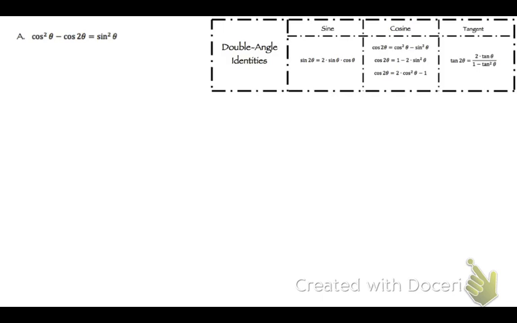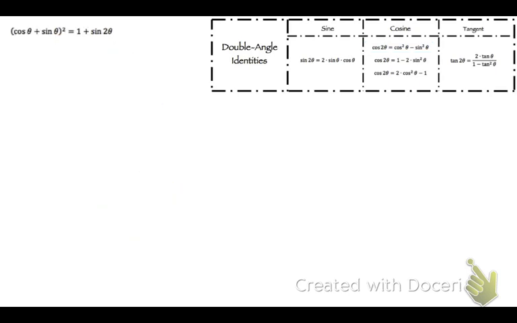Well, let's choose our double angle identities. Cosine of 2 theta is the same thing as cosine squared of theta minus sine squared of theta. So let's plug that in. So I get cosine squared of theta minus cosine squared of theta minus sine squared of theta. Distribute that negative. So that becomes a minus cosine squared plus sine squared. Those cosine squareds are gone, and you're just left with sine squared of theta, which is what we wanted. So we're good.